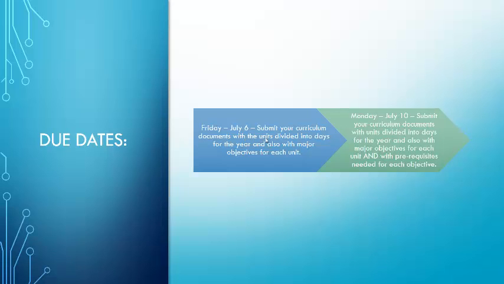And then over the weekend, you're going to add prerequisites. You're going to take the same document and add a new column, so along with your units divided into days for each year and the major objectives for each unit, you're going to add the prerequisites needed for each objective. If you have questions, I'm here to help. Once you get started in this process, you're going to see that this is very easy to do. It's just this initial starting to see how you're going to lay out your documents so that they're easy to read.